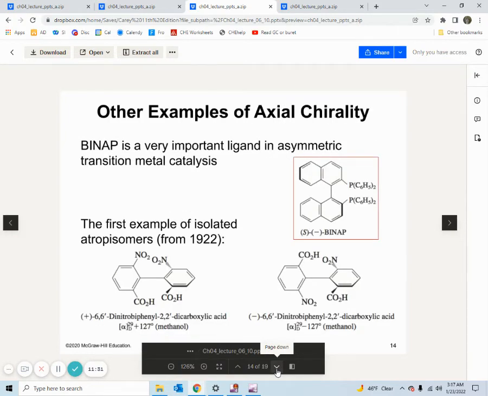Here are some other examples of axial chirality. BINAP, as it's called, is a very important ligand in asymmetric transition metal catalysis, and we can see the structure, including the rings and the phenyl groups. The first example of isolated atropisomers was from 1922, as shown on the left, with these 2 different plus and minus structures.